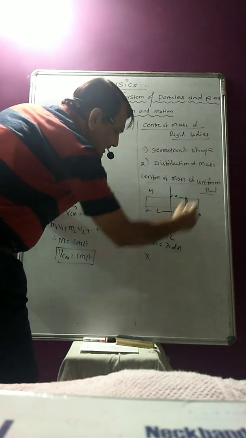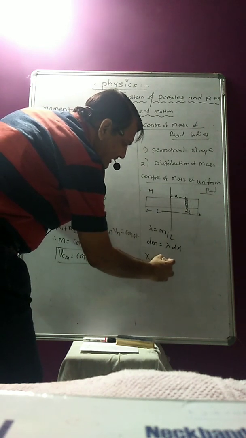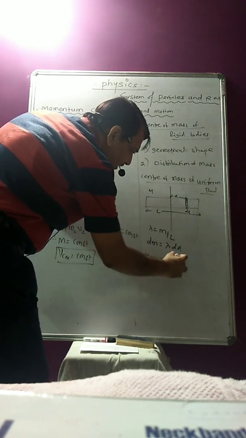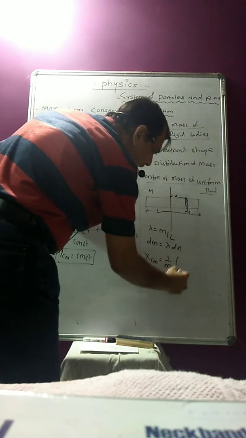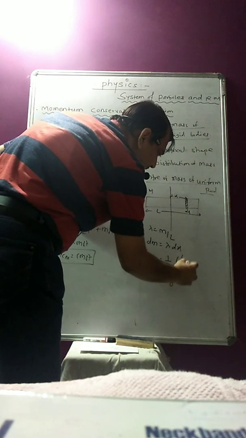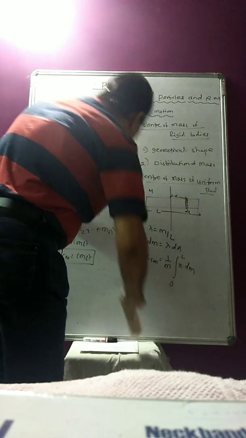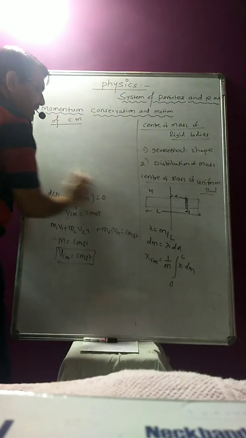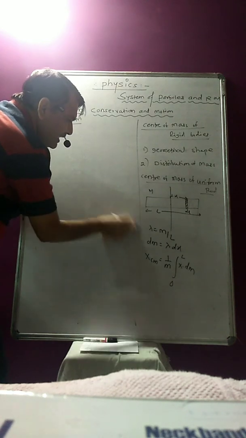Okay, and if I want to find the center of mass, as this is the x-axis only, x center of mass can be calculated using the formula 1 upon m, and the limits vary from 0 to L, integral of x into dm. Okay, the further point I will calculate here. So how can we find the center of mass further?